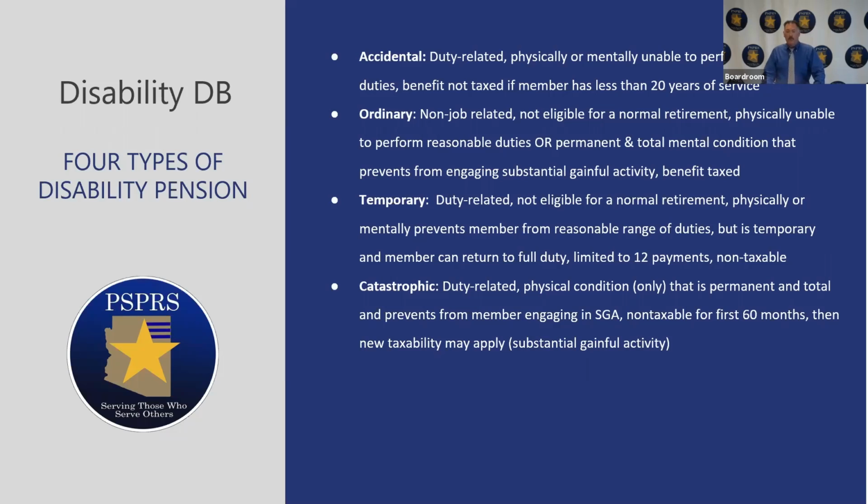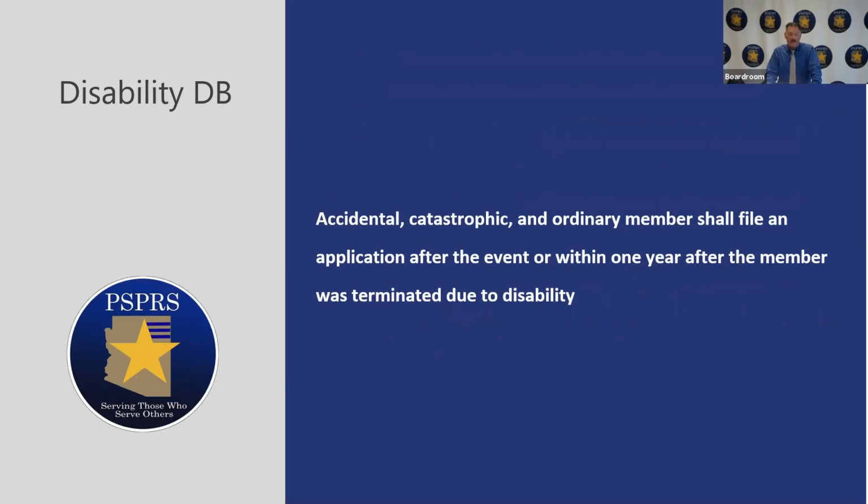We also offer a temporary disability benefit, again, duty related. I can't be eligible for a normal retirement benefit. Physically or mentally prevents me from a reasonable range of duties, but is temporary in nature and indicating that I will be limited to 12 payments, again, non-taxable event. We've got that catastrophic disability, duty related, physical condition only, that is permanent and total in nature, and again, prevents me from engaging in substantial gainful activity. That's going to be a non-taxable event for the first 5 years.